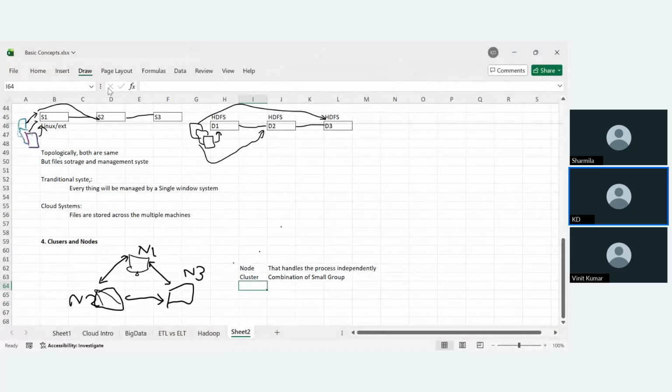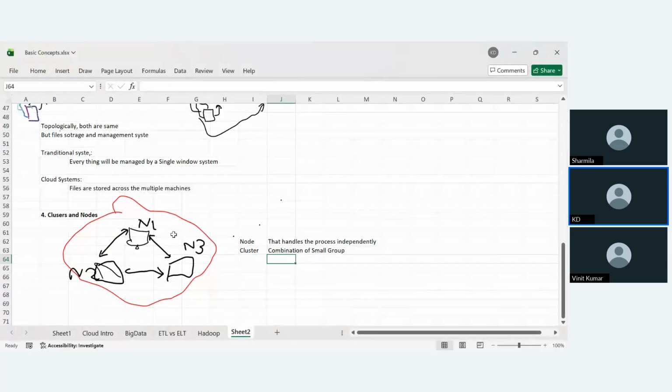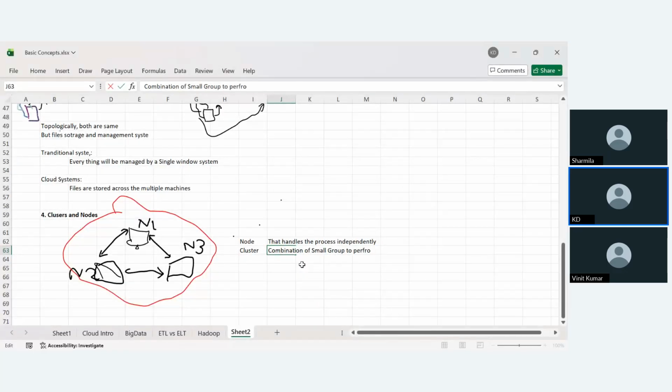If you say this entire system that you are seeing, this entire system is called a cluster. Why is it a cluster? Because similar kinds of tasks are coming here. Suppose the first task is performed by this, and the second task is performed by this, but the tasks are similar. So in the same group similar kinds of tasks are being performed, so that's why it is known as a cluster. So a cluster is basically the combination of a small group to perform some specific task.